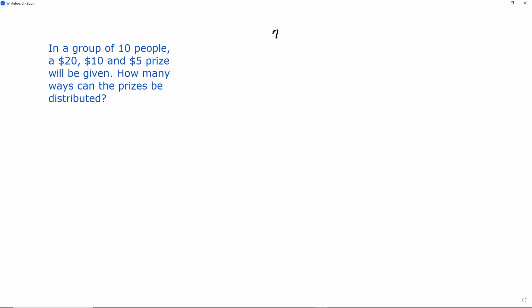We only have one $20 prize, one $10 prize, and one $5 prize available. It says, how many ways can the prizes be distributed to all of them? So in other words, we can start off with the 10 people.